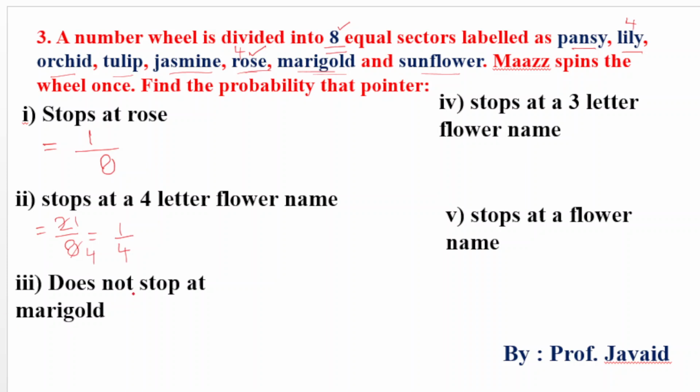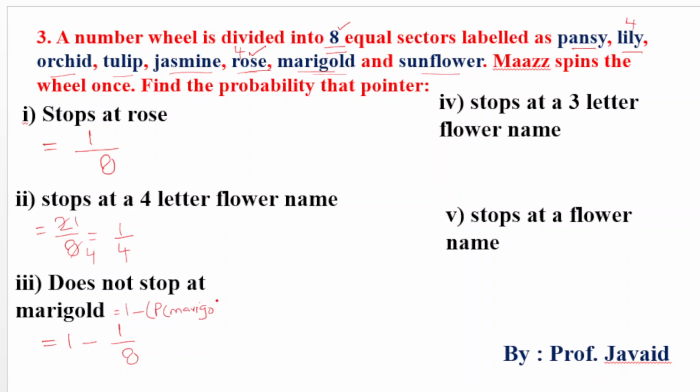Now the third part: does not stop at marigold. When there is a not, you just do 1 minus the probability of marigold. Marigold is there one time, so 1 over 8. It's basically 1 minus the probability of marigold.